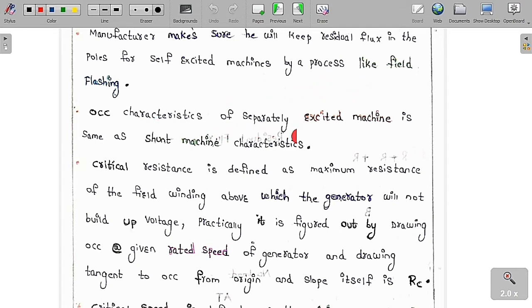Also, the characteristics of a separately excited machine are the same as the shunt machine characteristics. So whether you go for the shunt machine or the separately excited machine, both will have the same graph at the no load condition. Therefore, the characteristics of a separately excited machine are the same as the shunt machine characteristics at no load.